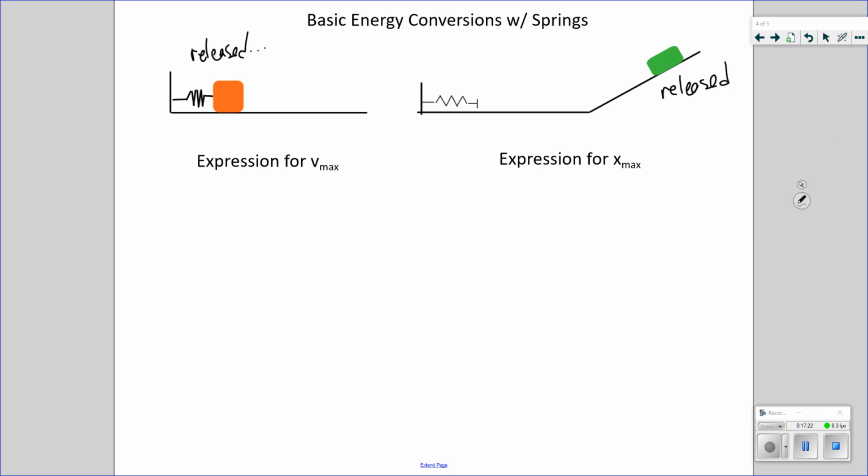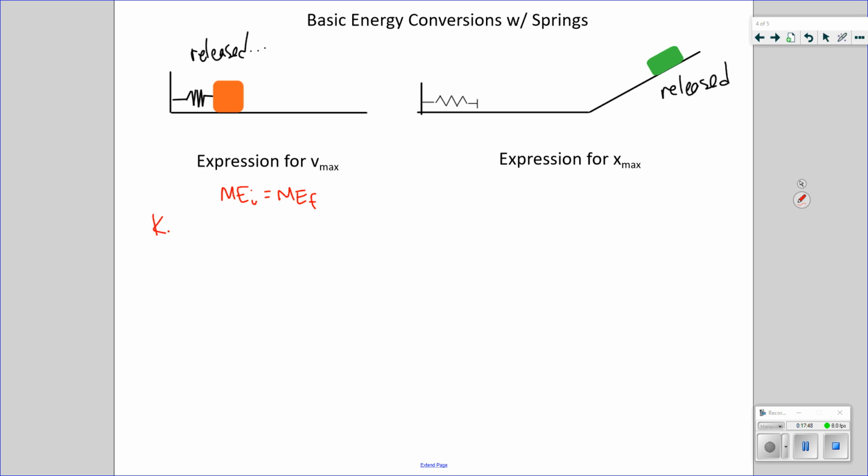Released from up there on the ramp. We're going to neglect any frictional losses here. And now we can actually start to write conservation of energy statements. Because the forces that springs apply are conservative forces, we can say that ME initial and ME final are equivalent.